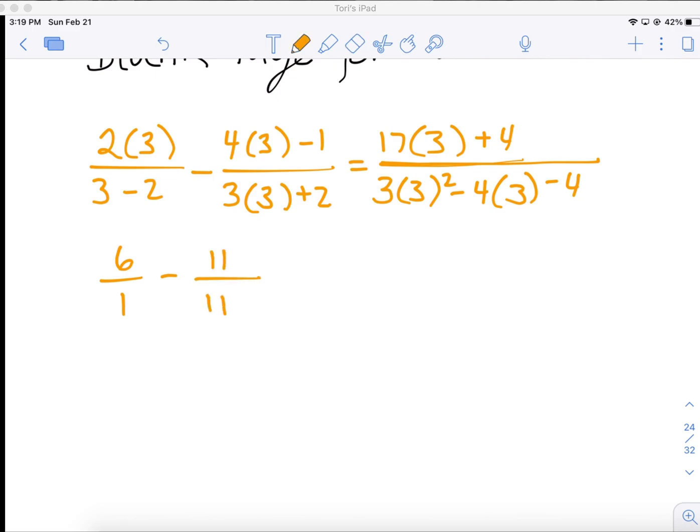All right, let's simplify this real quick. I've got 6 minus 1, just so we're saying that's the same thing. All right, 17 times 3 is 51, plus 4 is 55. 3 squared is 9 times 3 again is 27, minus 12 minus 4. Okay, so I've got 15 minus 4 is 11. So 55 over 11 is the same as 5. So is 6 minus 1.